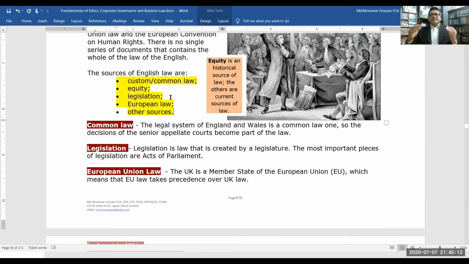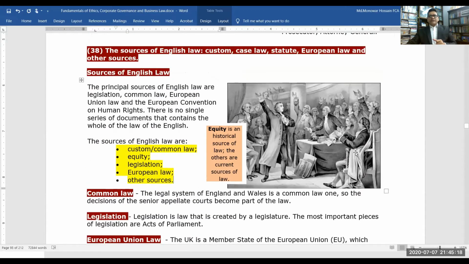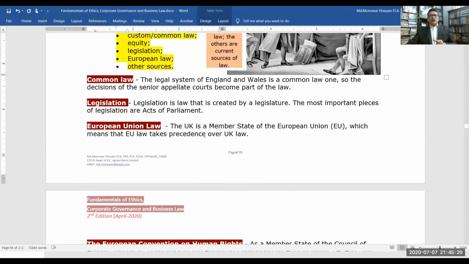Equity is a historical source of law. The others are current sources of law. So look at this picture. Here, common law: the legal system of England and Wales is a common law one. So the decisions of the senior appellate courts become part of the law.